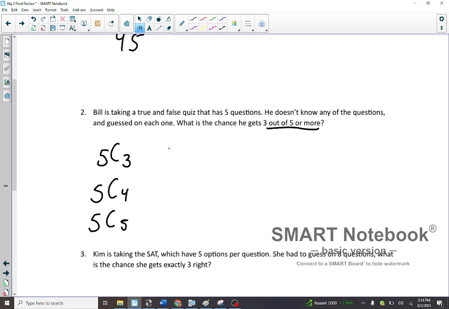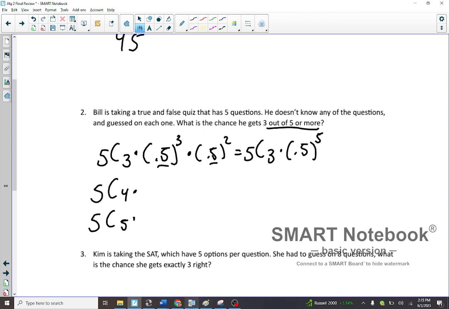In order to do that, we have to multiply the chances he's winning. Since it's a true or false question, it's only 0.5. So 0.5 to the third power. And then the chance he's losing is 0.5 to the second power. But because this is exactly 50-50, we can always just simplify this to 5C3 times 0.5 to the fifth power. That only works because they're 0.5. It doesn't work with anything else.